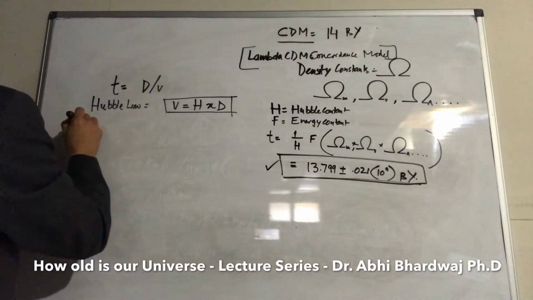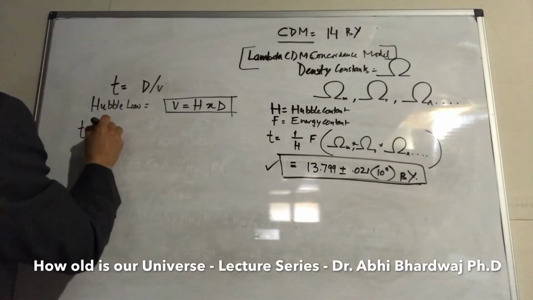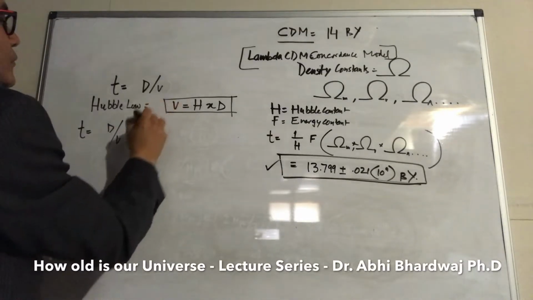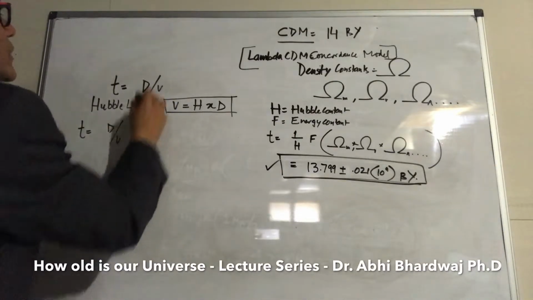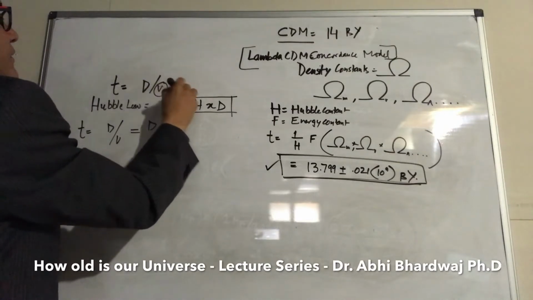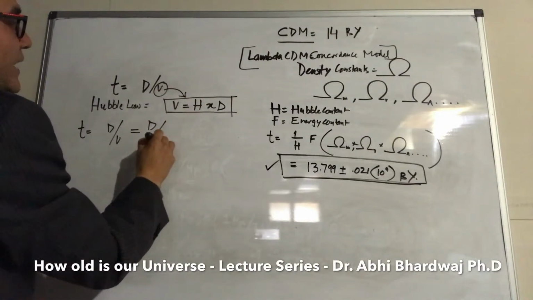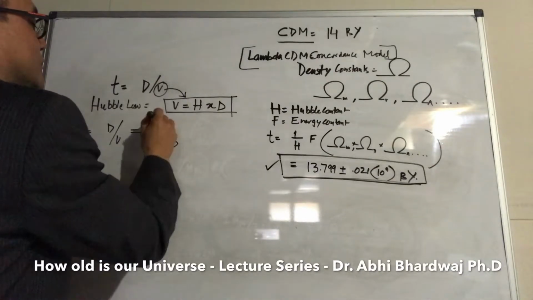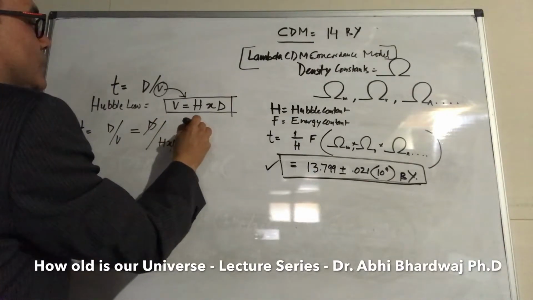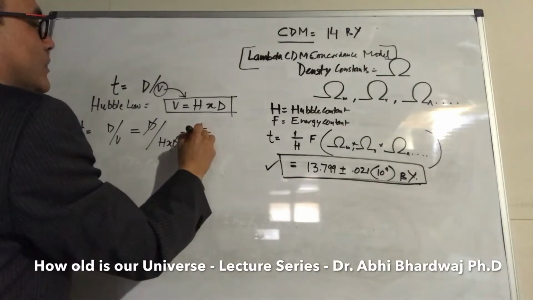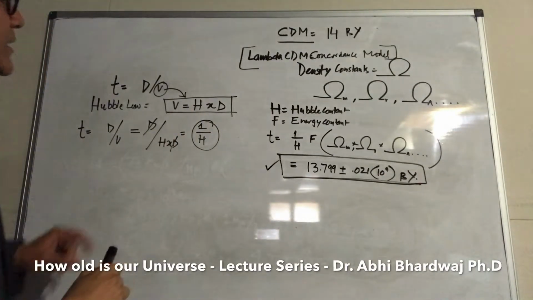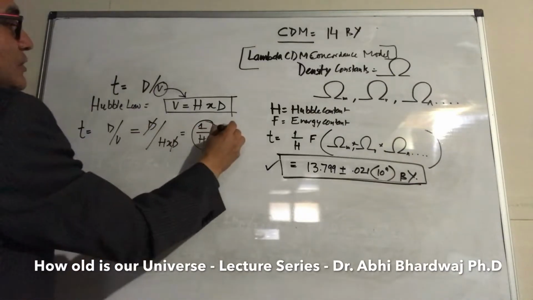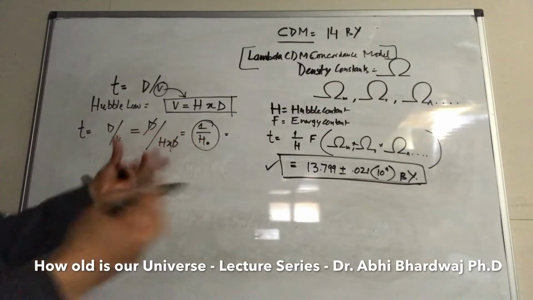So let's see. Say we have t equals d over v. Look at v now: v has this value, so plug in that value, H times d. So d over H times d, these will cancel out, and it would equal 1 over H, and we can now calculate the time by this formula. So this is the age, but how do we find out the number?